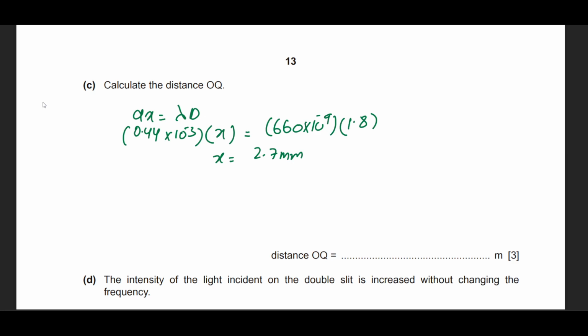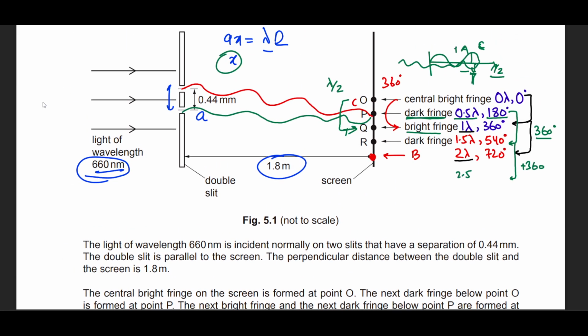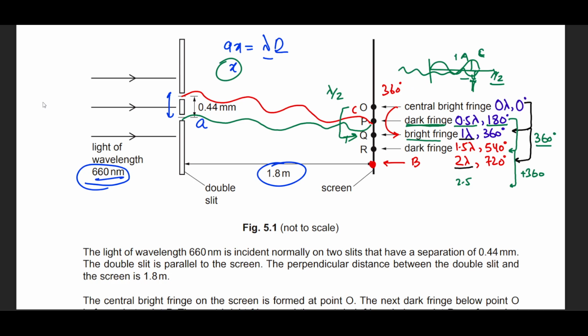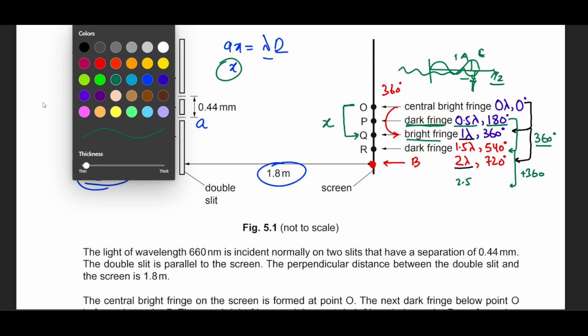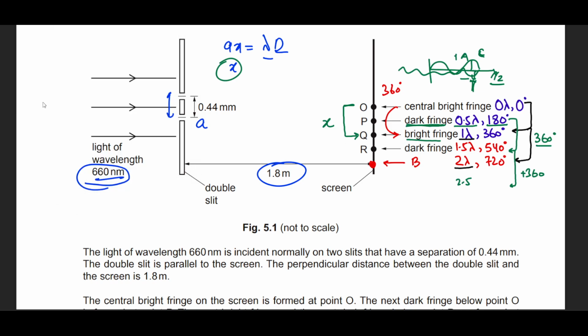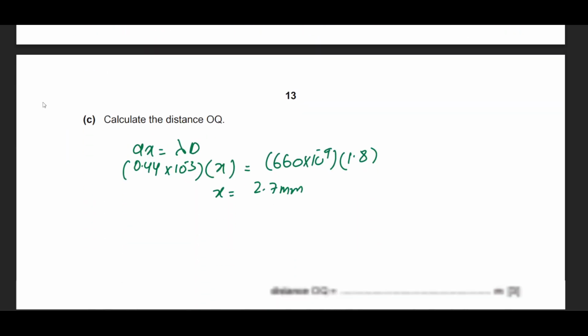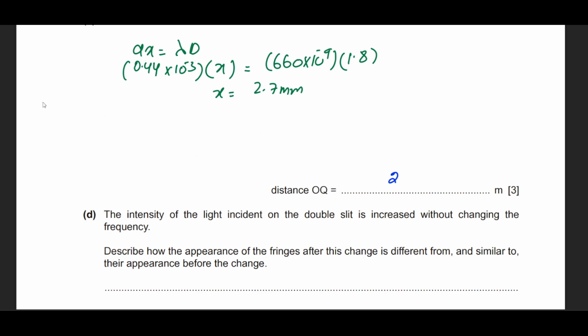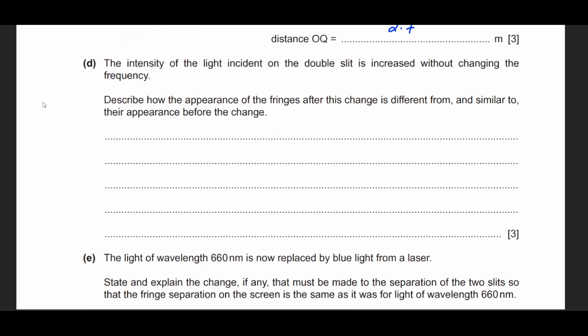So your distance OQ, O to Q, is the first bright fringe. So the distance is from bright to bright. This is X. And if it had been from dark to dark, that would also have been X. So this X in the formula is the distance between bright to bright or dark to dark. That's your choice. Okay. So this was already a bright fringe distance, so that's why we're not disturbing this. It will be left as it is, 2.7.